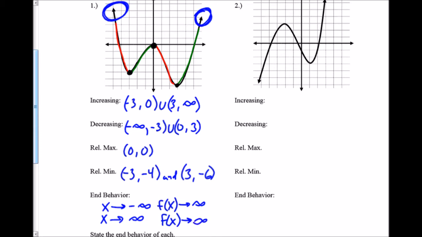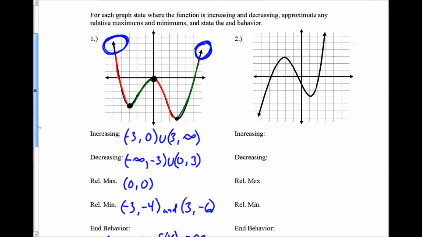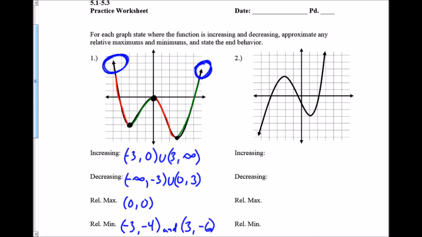All right, and that's it. If I look at the next one, I'm doing the same thing, increasing and decreasing, positive and negative slope. So it starts off increasing until I get to here, and then it's decreasing after that. And then it's increasing after that. Okay? So it starts off increasing and then it's decreasing.